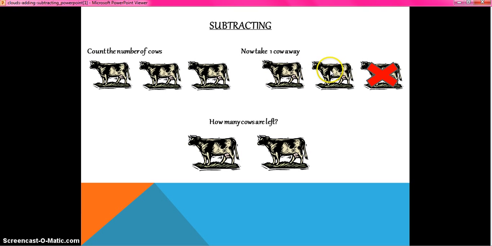1, 2. We crossed out the last cow because we are subtracting 1. Now there are only 2 cows left.